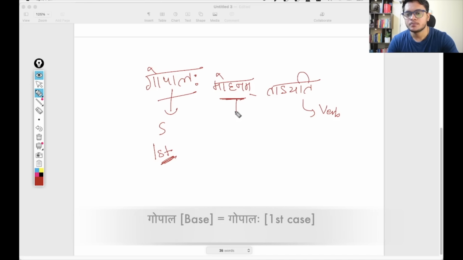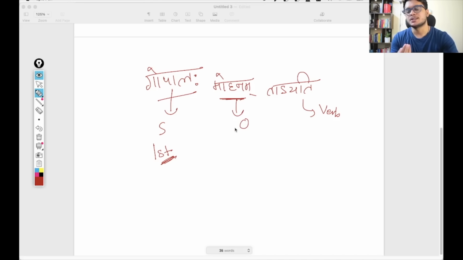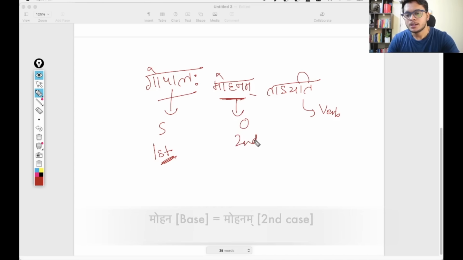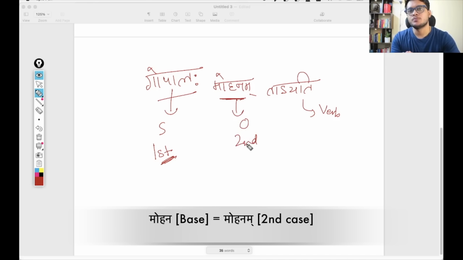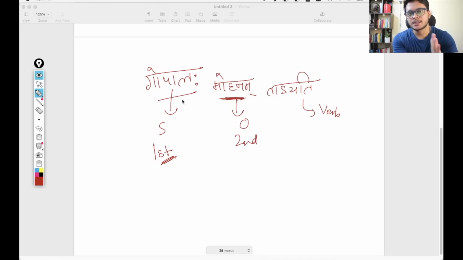And Mohanam, since he is the object in the sentence, so he takes the second word case form. So Ram became Ramam in second word case. That's why Mohan became Mohanam, because second case. And this is the sentence in Sanskrit, Gopalaha Mohanam Tadyati.